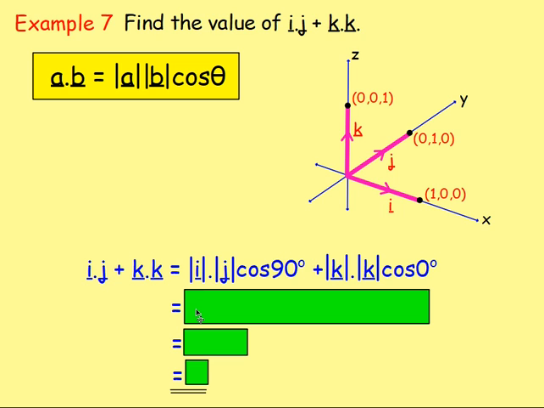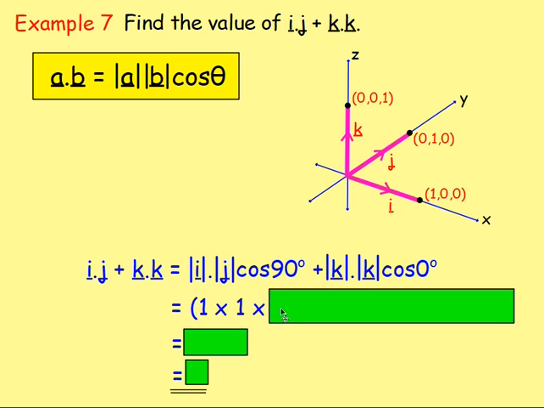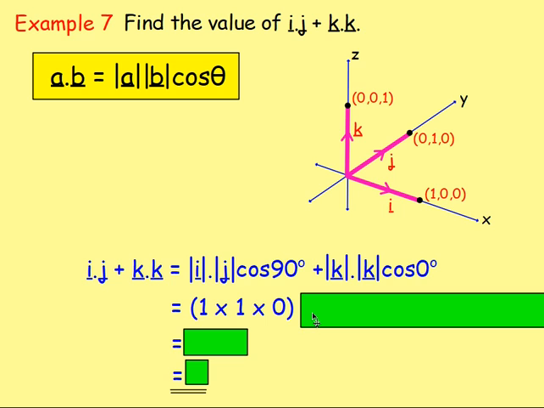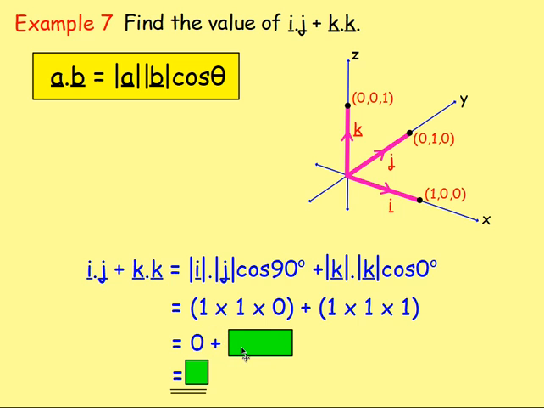Working that out then, the length of i, well, it's your unit vector, so it's just got a length of 1. j also has a length of 1, and the cos of 90 is 0. Good. And do the same thing with this part here. So you'd have k dot k, the magnitude of k times magnitude of k, giving you 1 again. It's a unit vector, it's got a length of 1. And the cos of 0 is 1. Brilliant. Well done. From there then, 1 times 1 times 0 is 0. And you're wanting to add on 1 times 1 times 1, which is just 1. And 0 add 1, I'm sure everybody can do that. You just get 1. So that will be the value of i.j plus k.k.